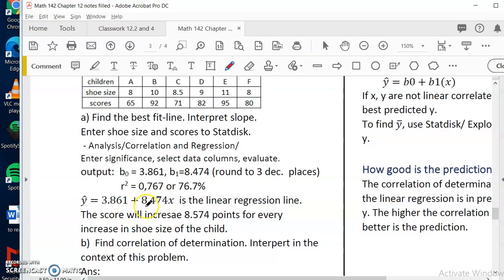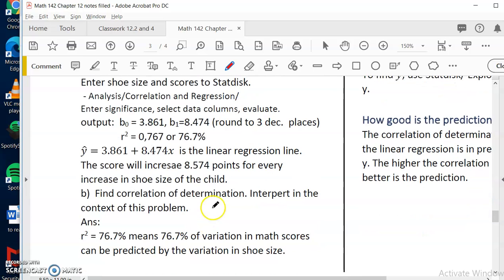It tells us that the score, y is the score, will increase 8.5 points for every increase in shoe size. It's very strange, right? The slope is change of y over change of x. It would increase that many math points if your shoe size increased by 1. The coefficient of determination we also wrote down is 76%. It means that 76% of the variation in math score is predicted by the variation in shoe size by this linear equation. So this linear equation is good for 76% of the change of y.